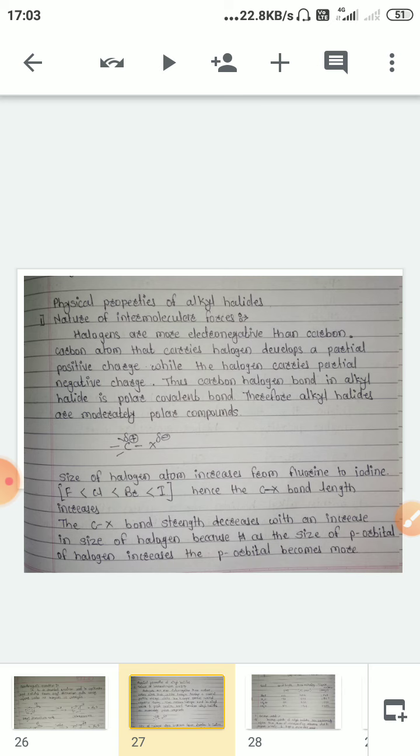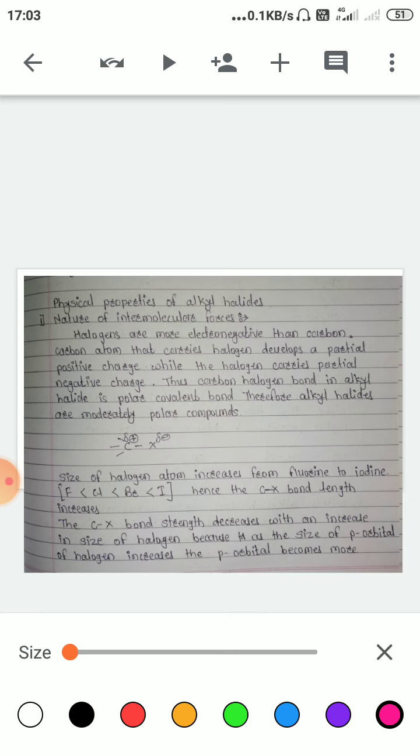Today we are going to start a new point of halogen derivatives, that is, physical properties of alkyl halides. Before this we have completed preparation methods of alkyl halides or halogen derivatives. Now we are going to see three major properties of alkyl halides.